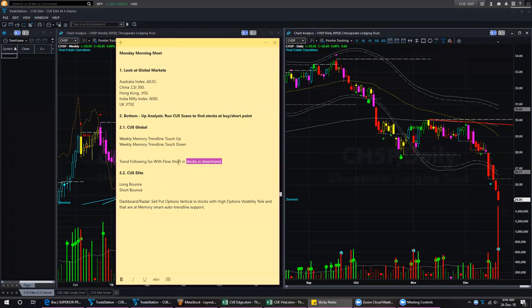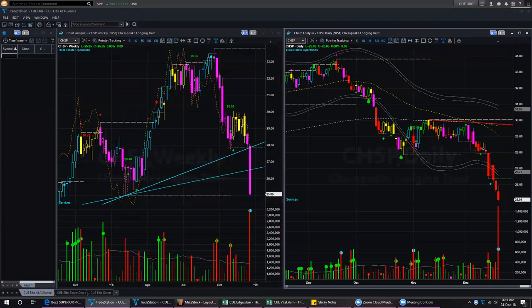Because the market is going down, I keep on saying it is much easier to take short trades and profit from that. Market is down very much. So let's look for go with flow. That is our trend following setup. Go with flow short setup in stocks that are already in downtrend.